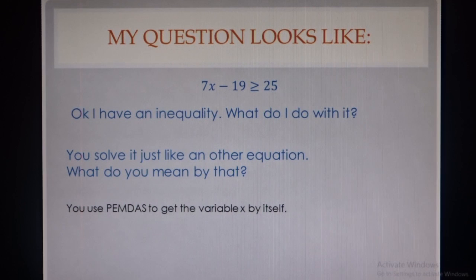My question looks like 7x minus 19 is greater than or equal to 25. Okay, I have an inequality. What do I do with it? Well, you just solve it like any other equation. That means you use PEMDAS to get the variable by itself.